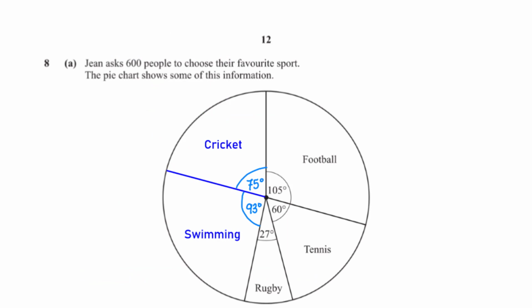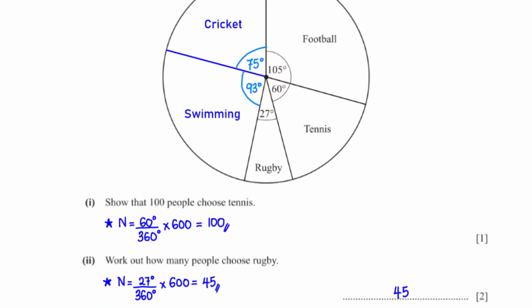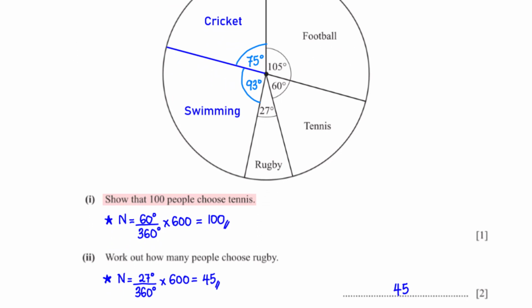Jean asks 600 people to choose their favorite sport. The pie chart shows some of this information. Show that 100 people choose tennis. The number of people who choose tennis is equal to the sector angle for tennis, which is 60 degrees, divided by 360 degrees times 600, which is equal to 100.